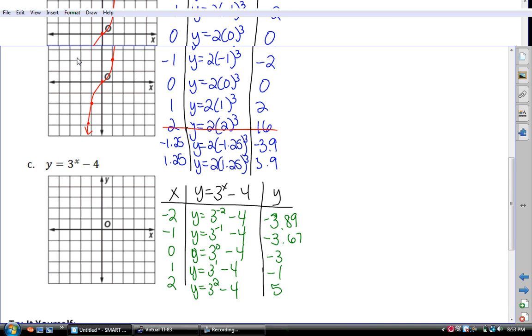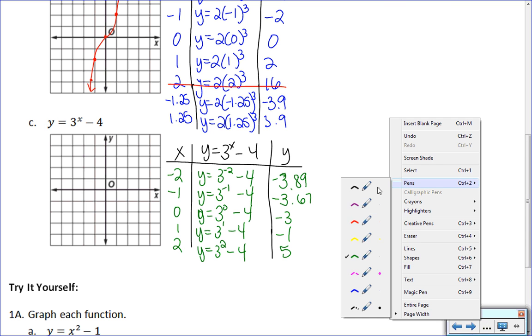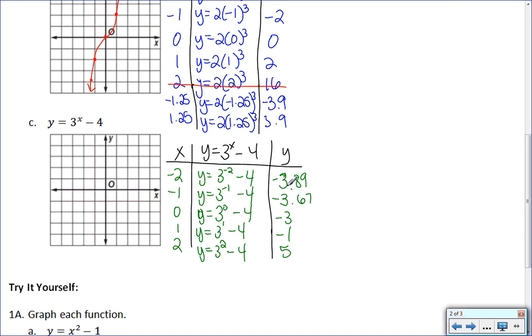Okay. So let's put our points on the graph and see what the graph looks like. So we'll plot -2, -3.89. So -2, and then -1, -3.67. There. 0, -3. 1, -1, and 2, 5.